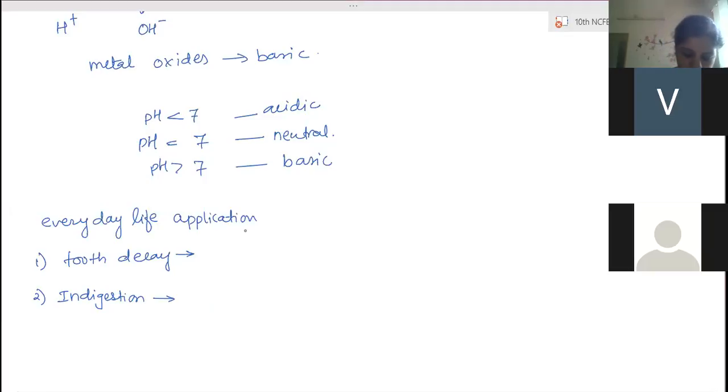And to get rid of it, we use antacids, medicines to neutralize excess acid. Well-known antacids are milk of magnesia and baking soda, right? Only these examples, don't write anything else. Okay, so that is the indigestion process.